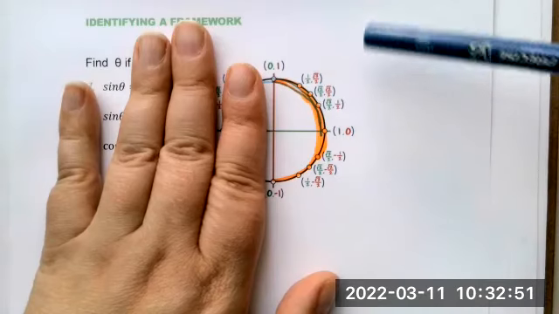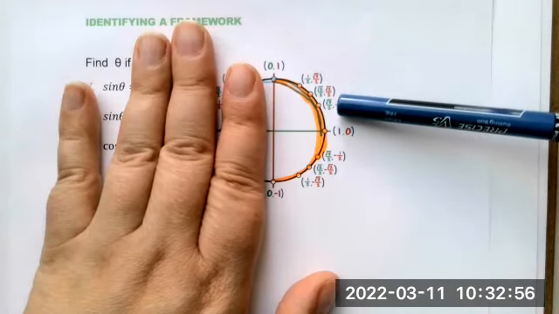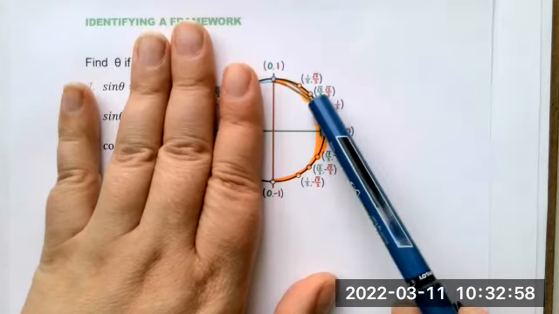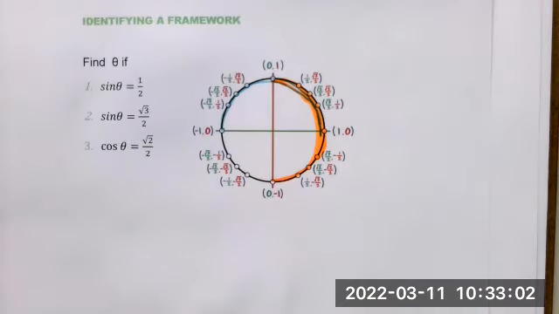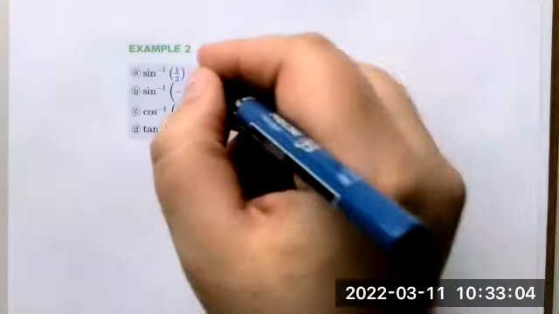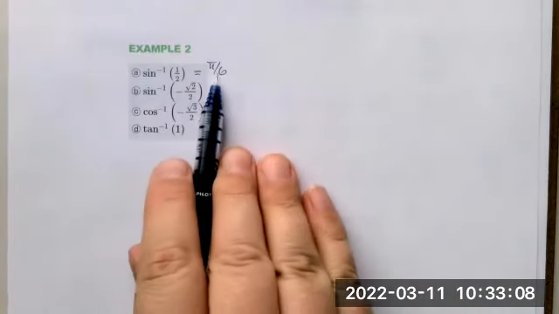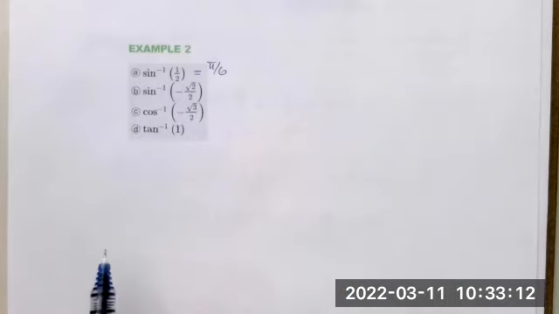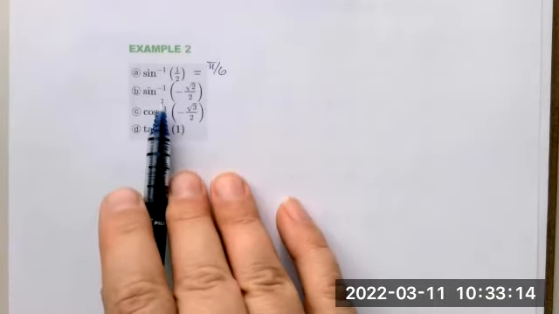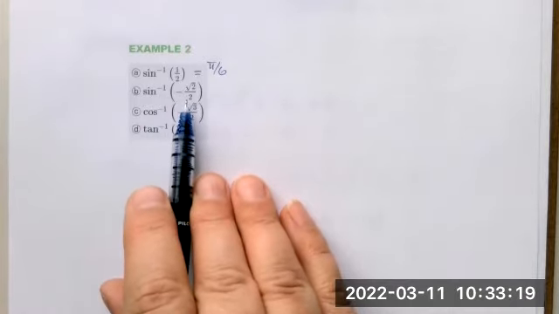So where does it happen? Well, looking at the y-coordinates, it's right here, 1/2. So it seems like it's the angle of pi over 6. So pi over 6 is the angle that gives you the sine of 1/2. Okay, what about inverse sine of negative root of 2 over 2?